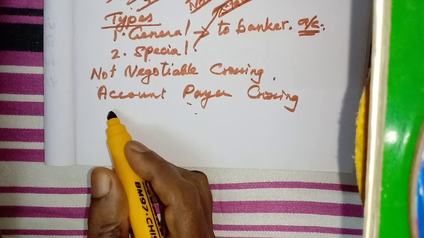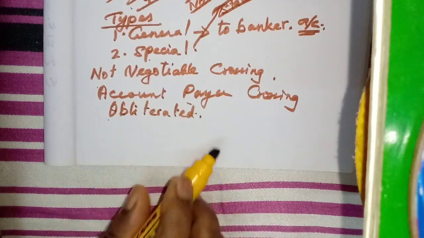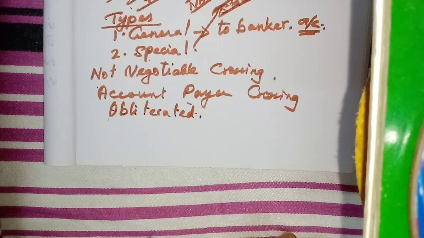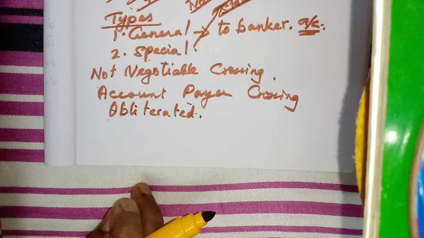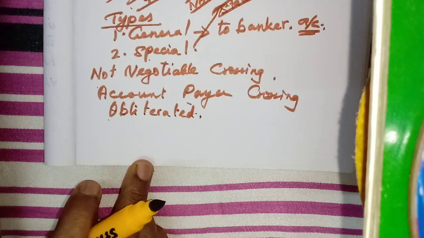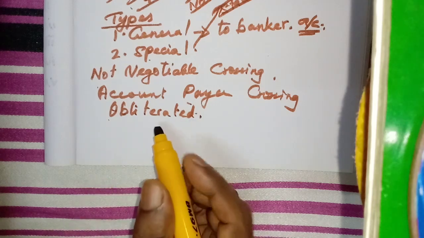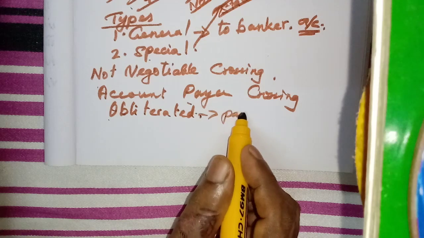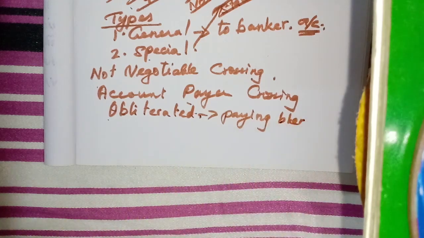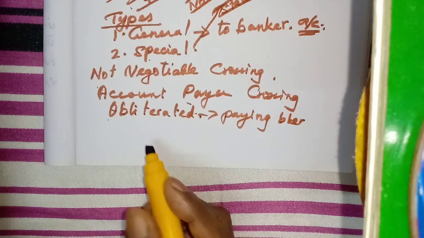Then sometimes the crossing will be obliterated. That means they will rub it. After writing, we will rub it with a pencil or something, isn't it? So a person may find it very difficult to collect a crossed check if he does not have a bank account in the same branch. So what he may do, he can rub it easily. But the obliteration will be done by dishonest people only, isn't it? Honest people never rub it. The paying banker must be very cautious about the obliteration, whether a check crossing has been obliterated.